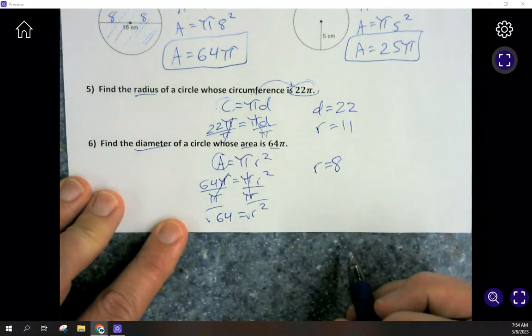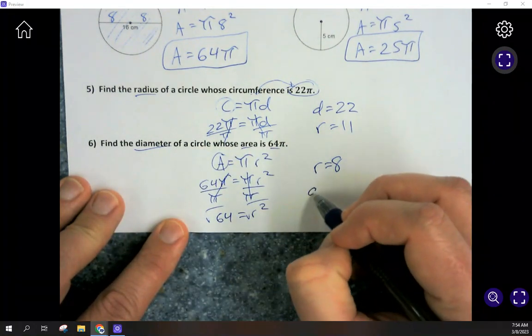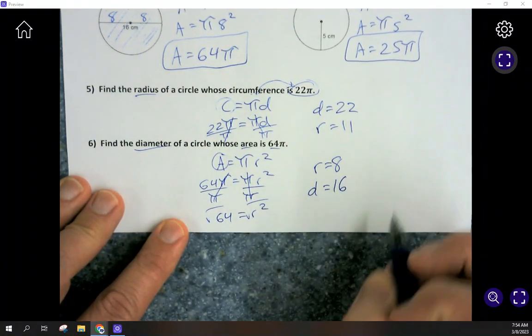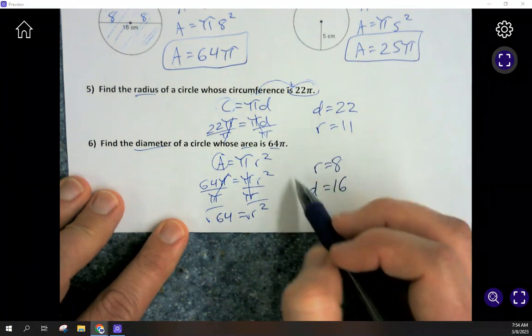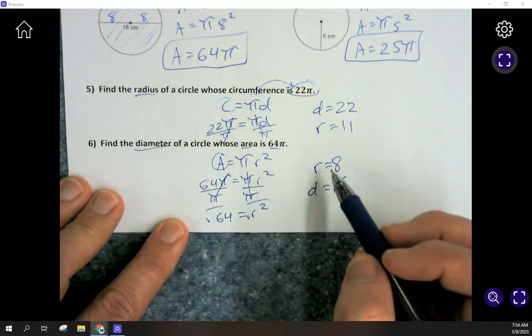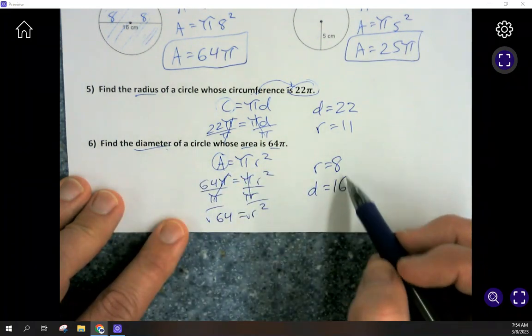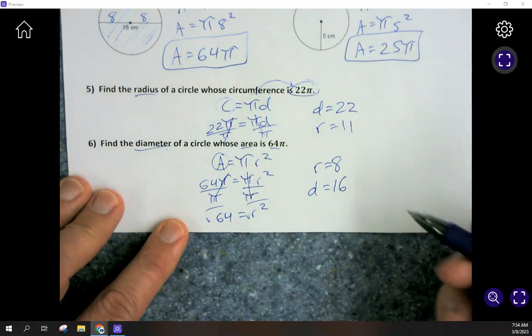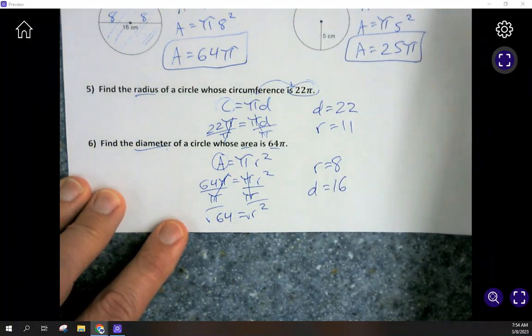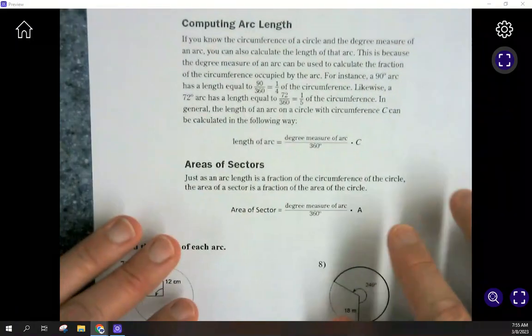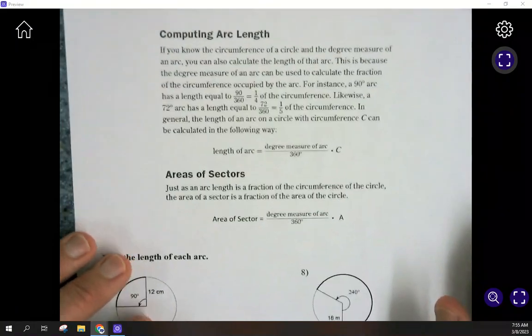The question asks for diameter. So if the radius is 8, the diameter is 16. Really easy on a quiz to get all the way to radius is 8 and never answer the question. So always go back and check and make sure that you've given the correct version, whatever they want, radius or diameter.